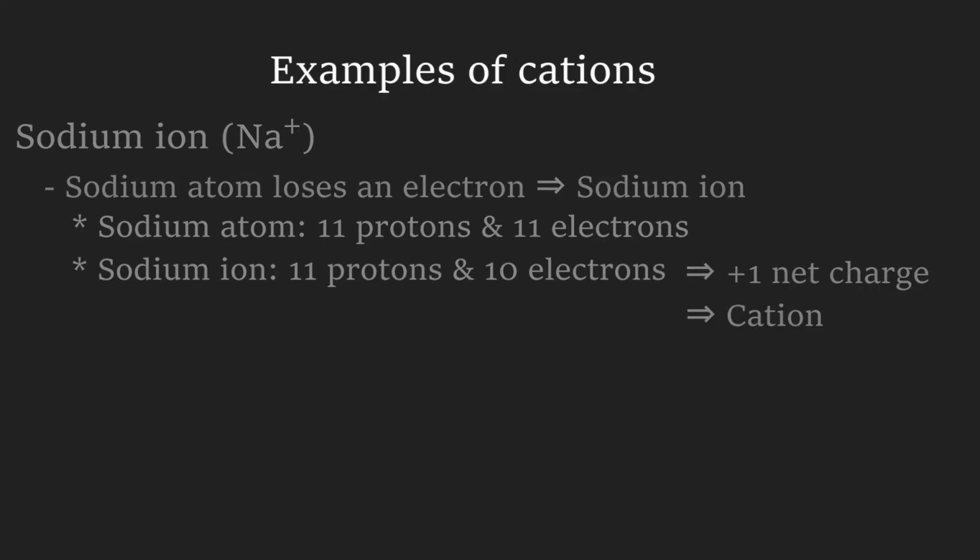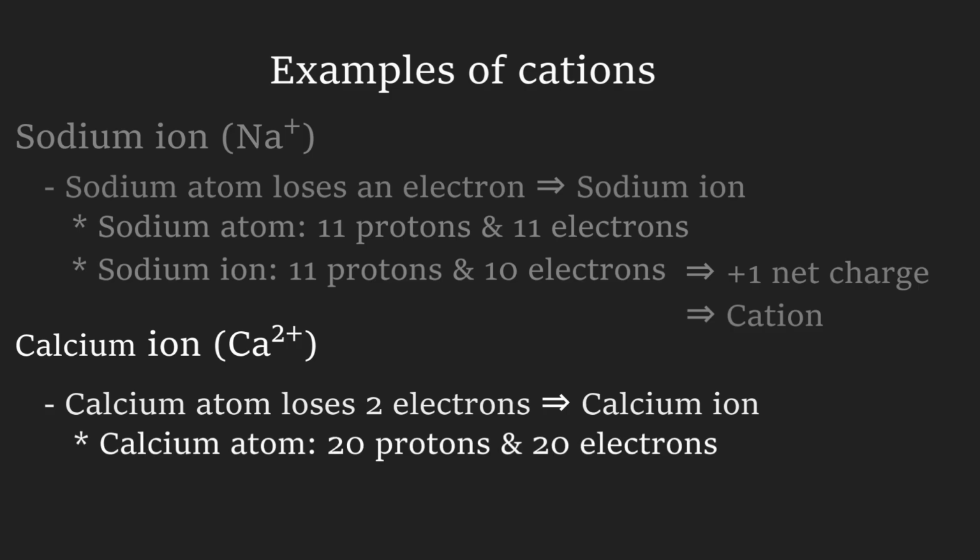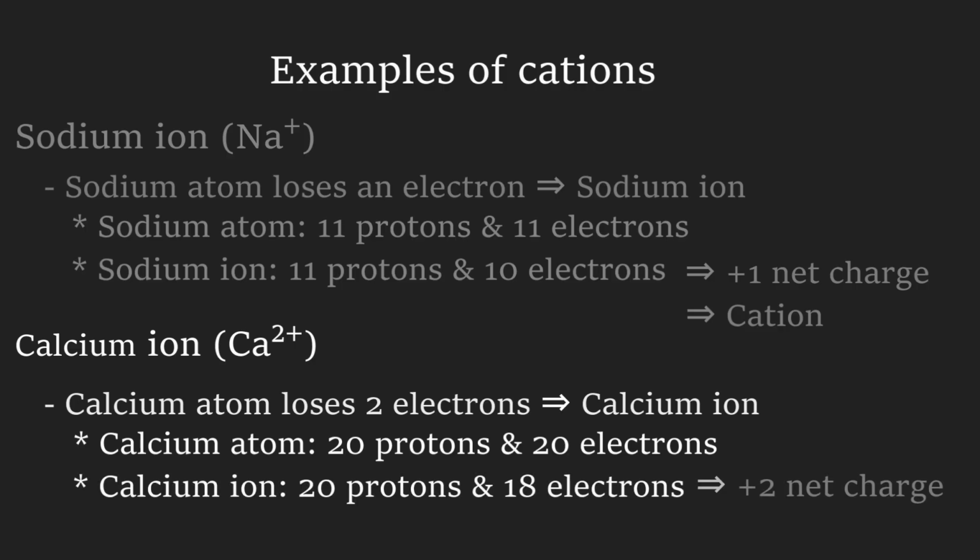Another example of a cation is a calcium ion. When a calcium atom loses 2 electrons, it becomes a calcium ion. Calcium has 20 protons and 20 electrons. When it loses 2 electrons, it has 18 electrons, resulting in a +2 net charge. This makes it a cation.